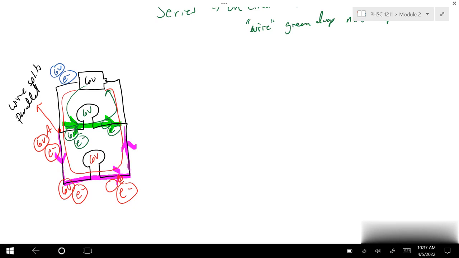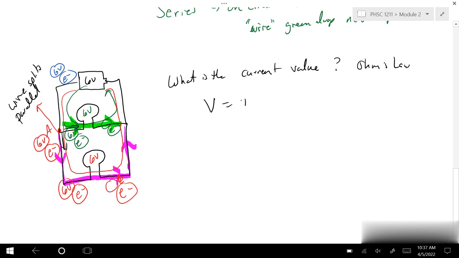Here, the electron has a choice. It can follow the green path, or it can follow the fuchsia or pink path, however it's shown on your screen. But it has a choice. So at A, it has a choice of going this direction, or it has a choice of going this direction. So the wire splits. So part of the current goes green, and part of the current follows the fuchsia path. So we want to look at, well, what is this current? And that's where Ohm's law is going to come in.